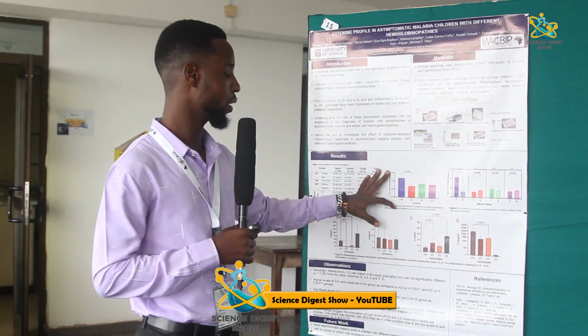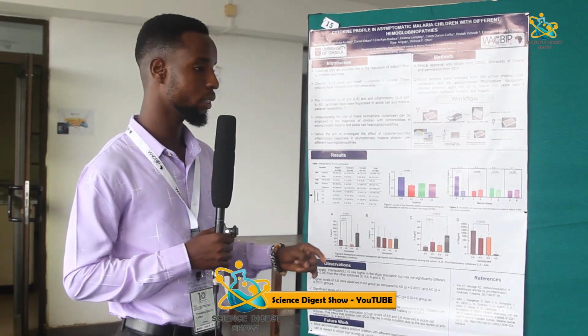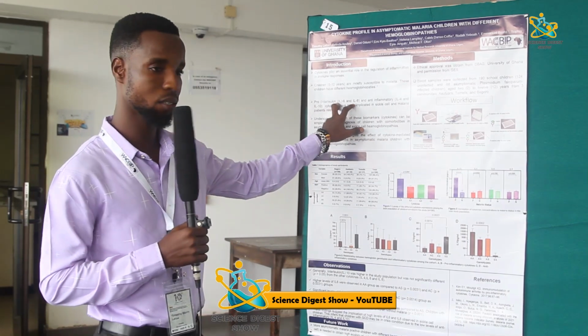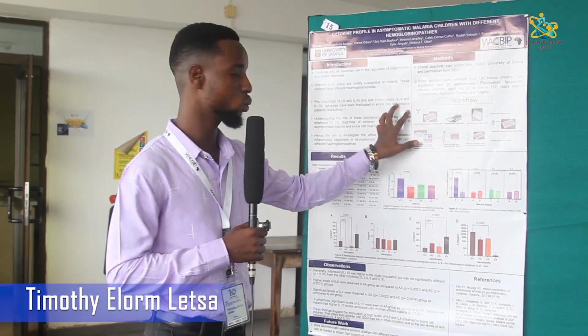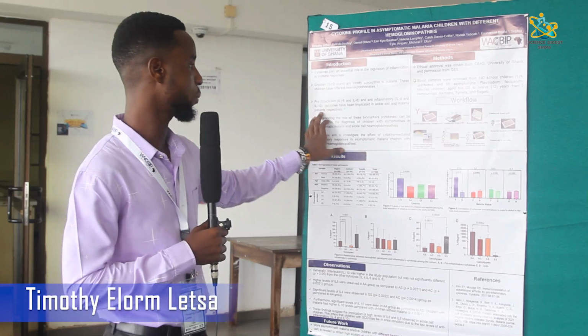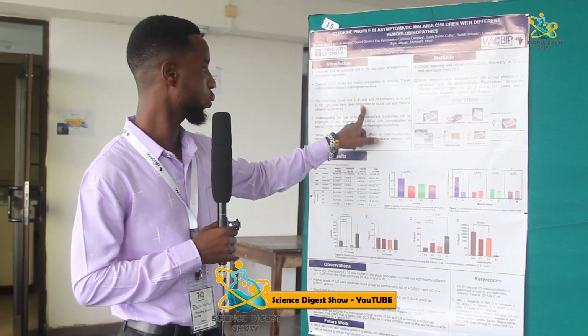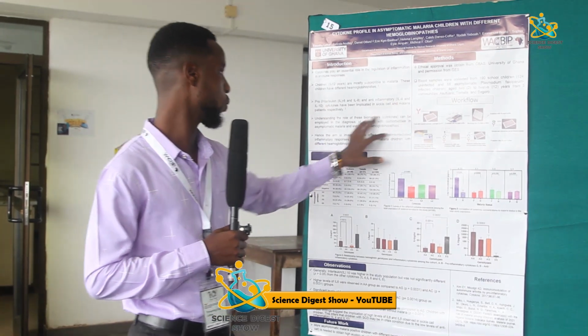So in the first figure, in the first result, we measured the general expression of the cytokines in the population. We took 2 cytokines that are pro-inflammatory, and another 2 cytokines that are anti-inflammatory. For the pro-inflammatory cytokines, we used IL-6 and IL-8, and for the anti-inflammatory cytokines, we used IL-4 and IL-10.